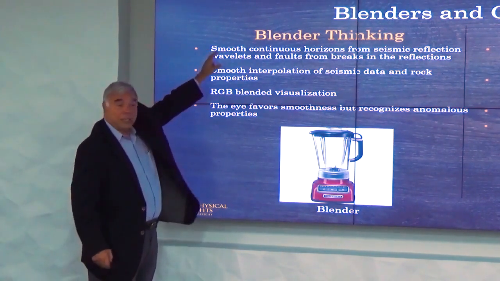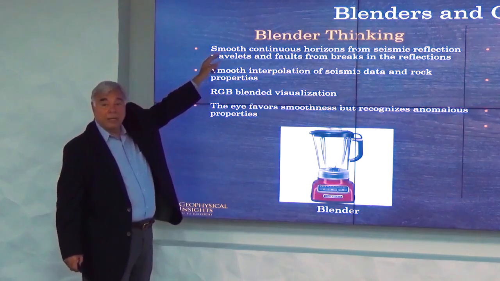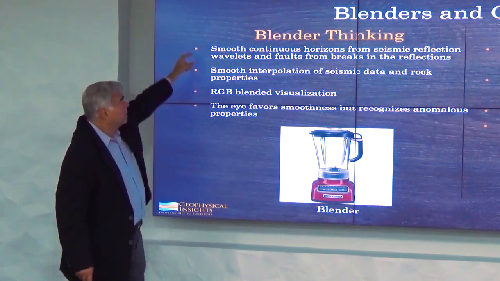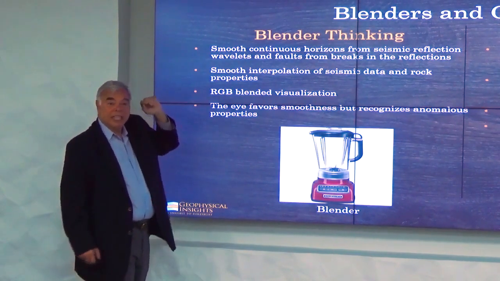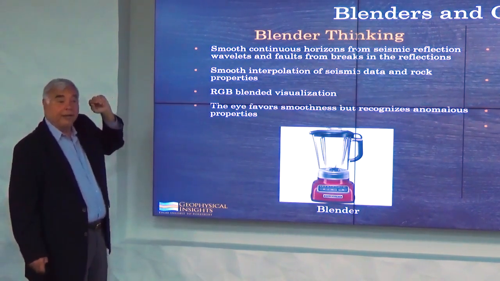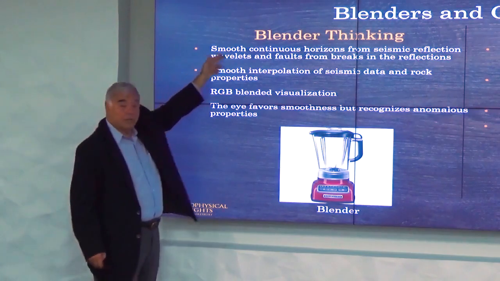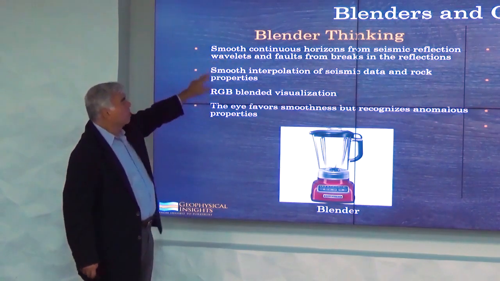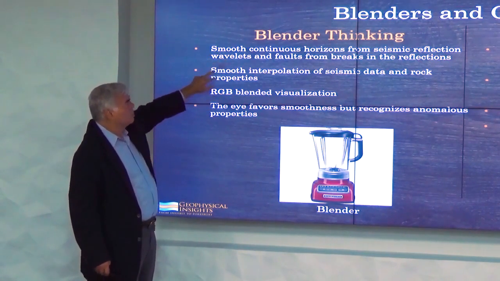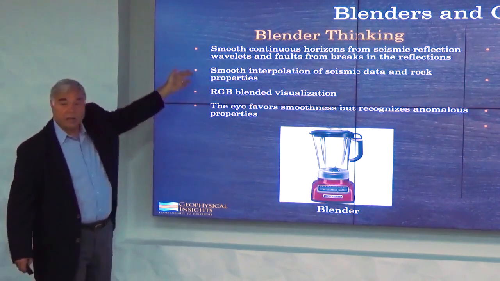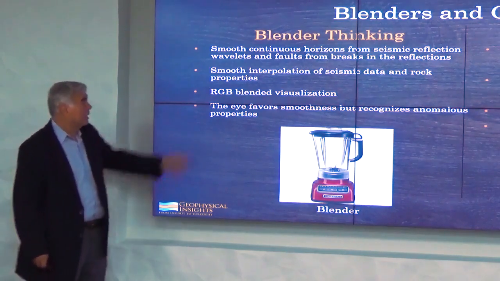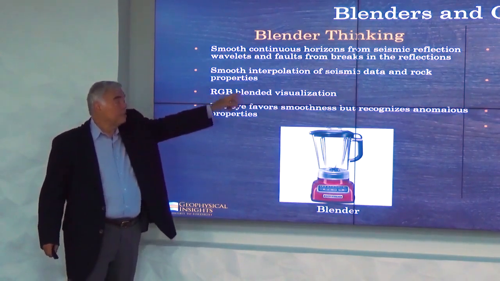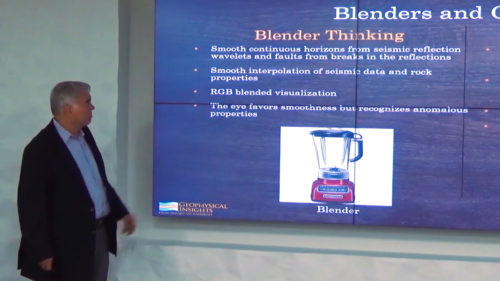So we're interested in horizons. We're not throwing those away. Not at all. But that's blender thinking, and that's what the old geezers like Rob and I were. This is our bread and butter thinking. Okay, so to do that, we're doing smooth interpolation of the seismic data and also the rock properties. Smooth interpolators and stuff like that. And the red, green, blue blending is used for visualization, sometimes for visualization.